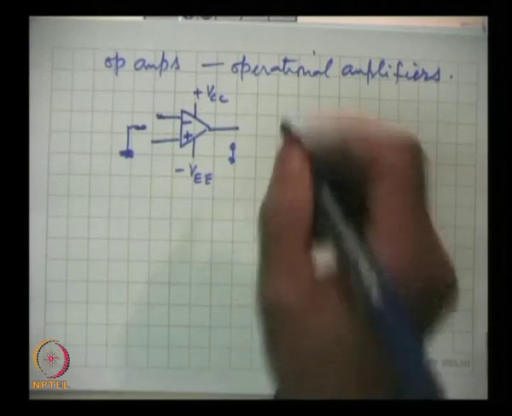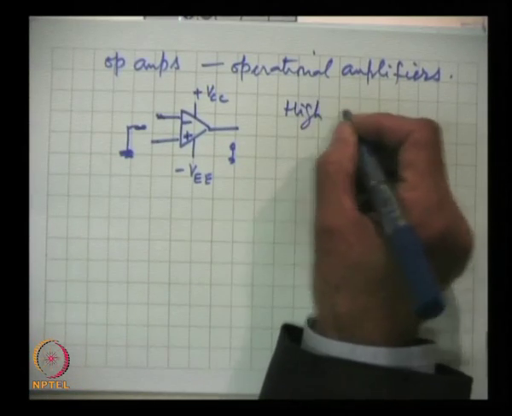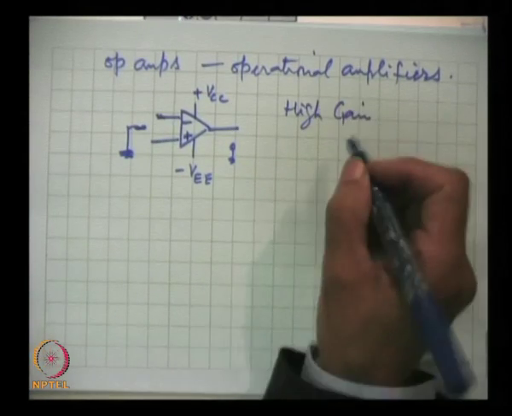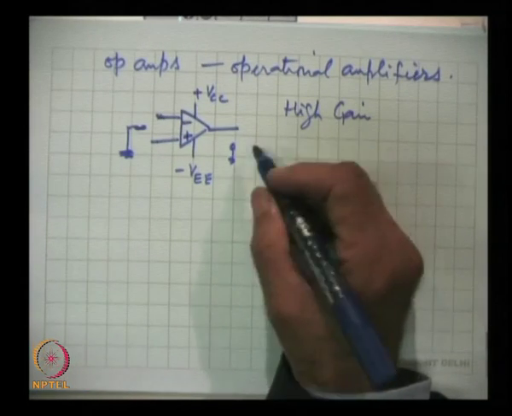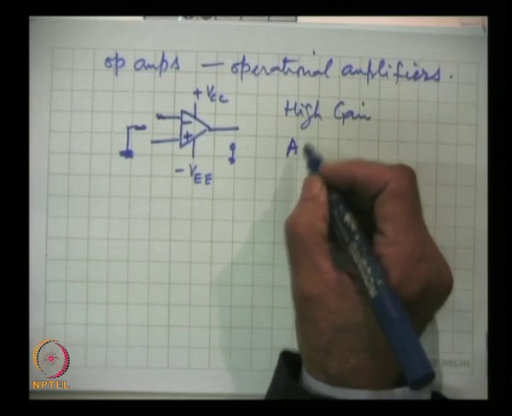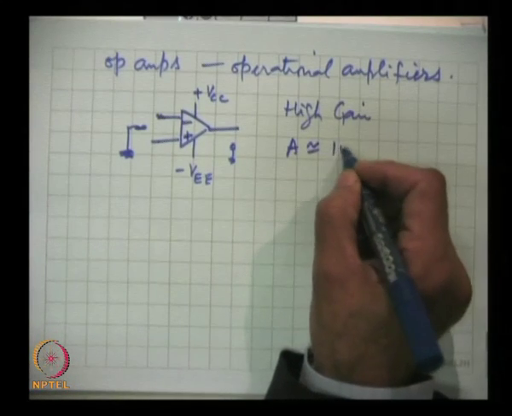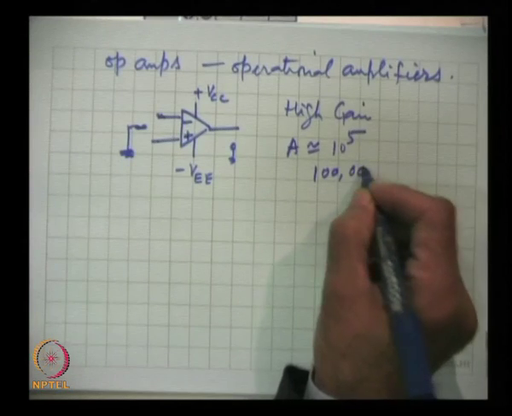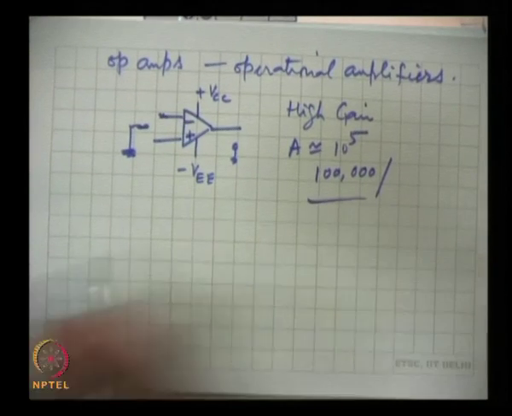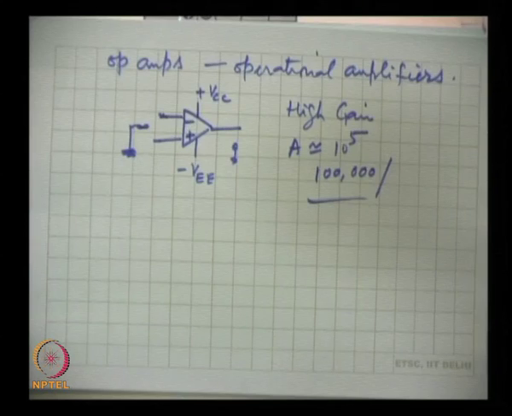So, remember that it is a high gain amplifier. By high gain, we mean that the most commonly used op-amps have a voltage gain to the tune of 10 to the power 5. That means a gain of 100,000. So, it is a multi-stage amplifier, a direct coupled amplifier, and so on.